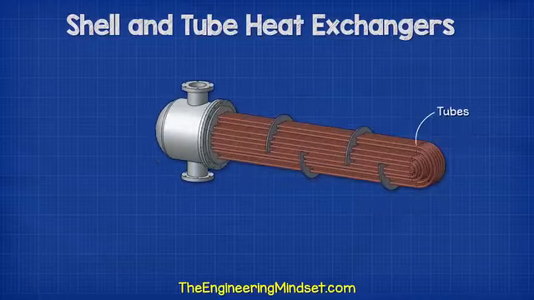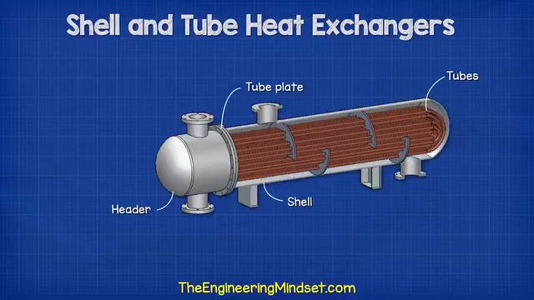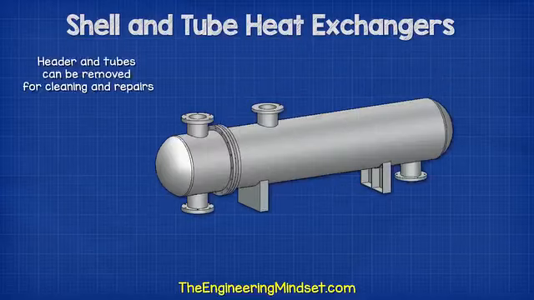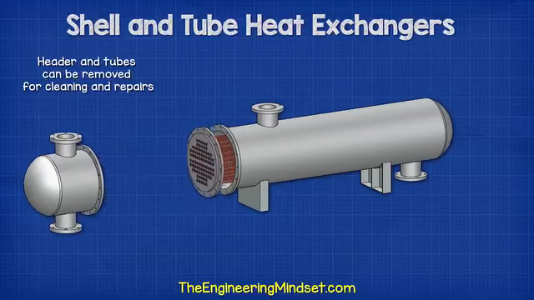Inside the unit, we have the tubes. These bend and loop around to start and finish at the tube plate, which sits between the shell and the header. The tubes will usually also pass through some baffles, which are sheets of metal. We will see how these work in just a moment. The header, as well as the tubes, can be removed for cleaning, repairs, and maintenance.